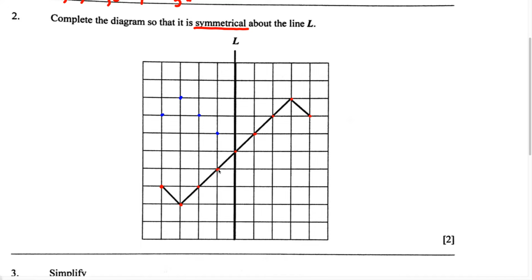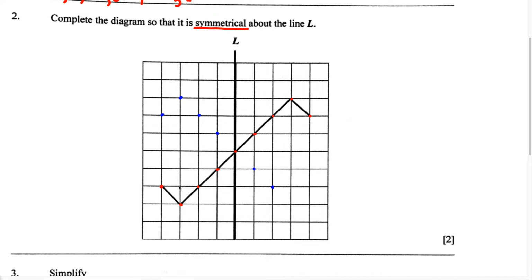Now we have this one. This is 1 place away from the mirror line, so we're going to go 1 place on the opposite side. Now we have 1, 2 places on the mirror line. Therefore, we're going to go 2 places on the opposite side. So we're going to say 1, 2. We're going to plot our point right here.